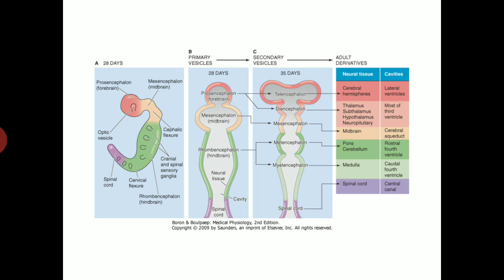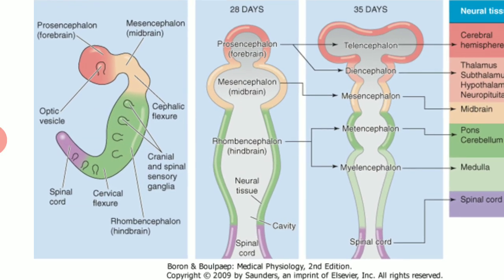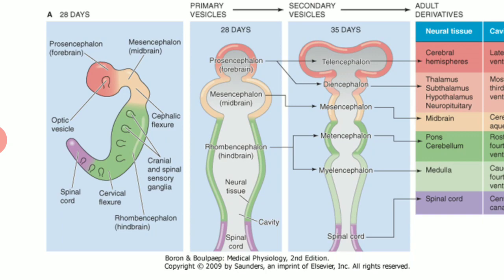Now various vesicles are formed within primary brain structure at the 20 days of embryological life. As we know that primary brain structures are prosencephalon, also known as forebrain, mesencephalon, known as midbrain, rhombencephalon, known as hindbrain, and last is spinal cord. Now primary vesicles are prosencephalon, mesencephalon, rhombencephalon, and spinal cord.